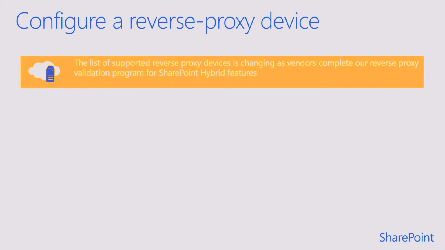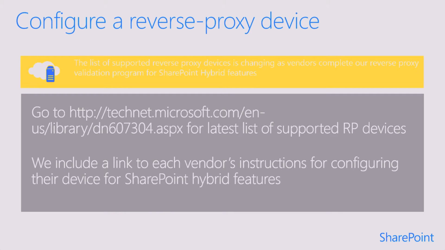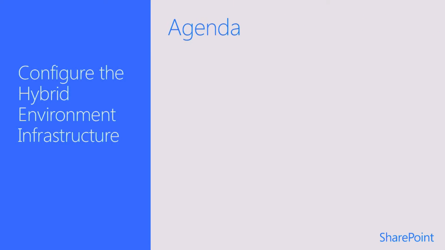Hybrid SharePoint environments support a number of reverse proxy devices. The basic steps include configuring ADFS, importing an SSL certificate, and configuring the published application. This section, in Module 2.3, Hybrid Environment Infrastructure, provides an overview of configuring server-to-server trust.